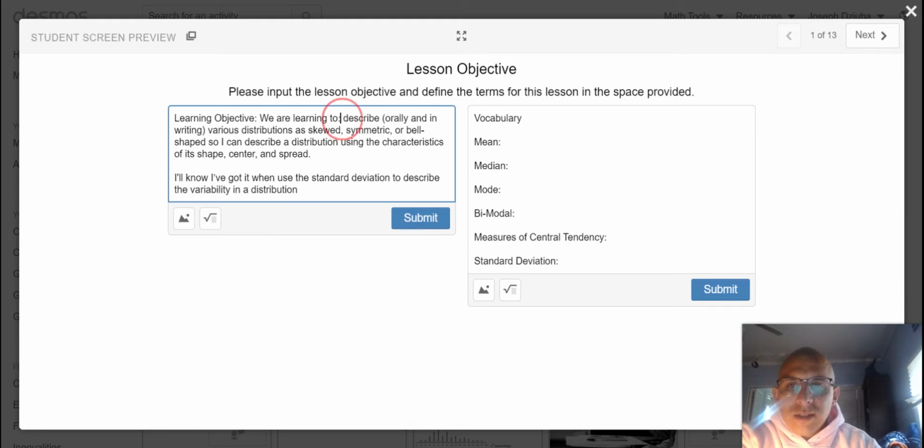So, for today's concept, we're going to learn to describe various distributions as skewed, symmetric, or bell shaped. So, I can describe a distribution using the characteristics of its shape, center, and spread. I'll know I've got it when I can use the standard deviation to describe the variability in a distribution.